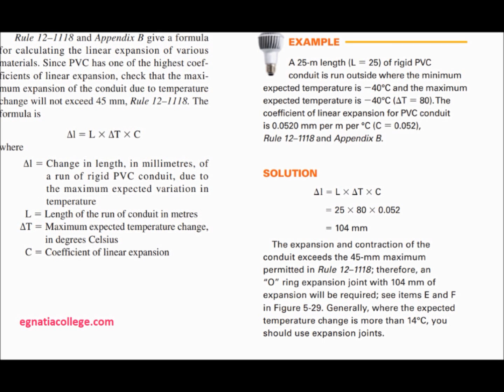Rule 12-11-18 gives a formula for calculating the linear expansion of various materials. Since PVC has one of the highest coefficients of linear expansion, check that the maximum expansion of the conduit due to temperature change will not exceed 45 mm, Rule 12-11-18. And here is an example on how to use this formula.